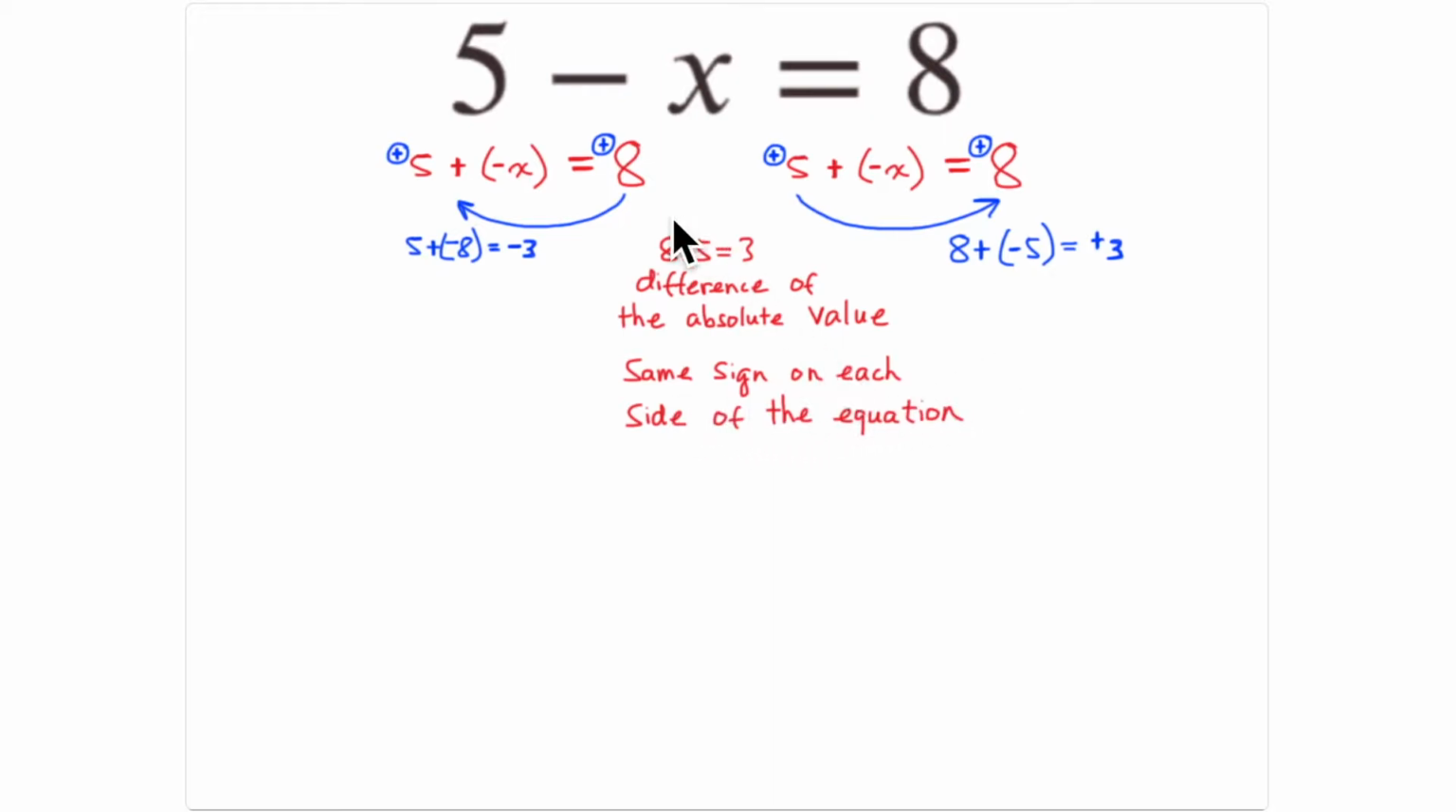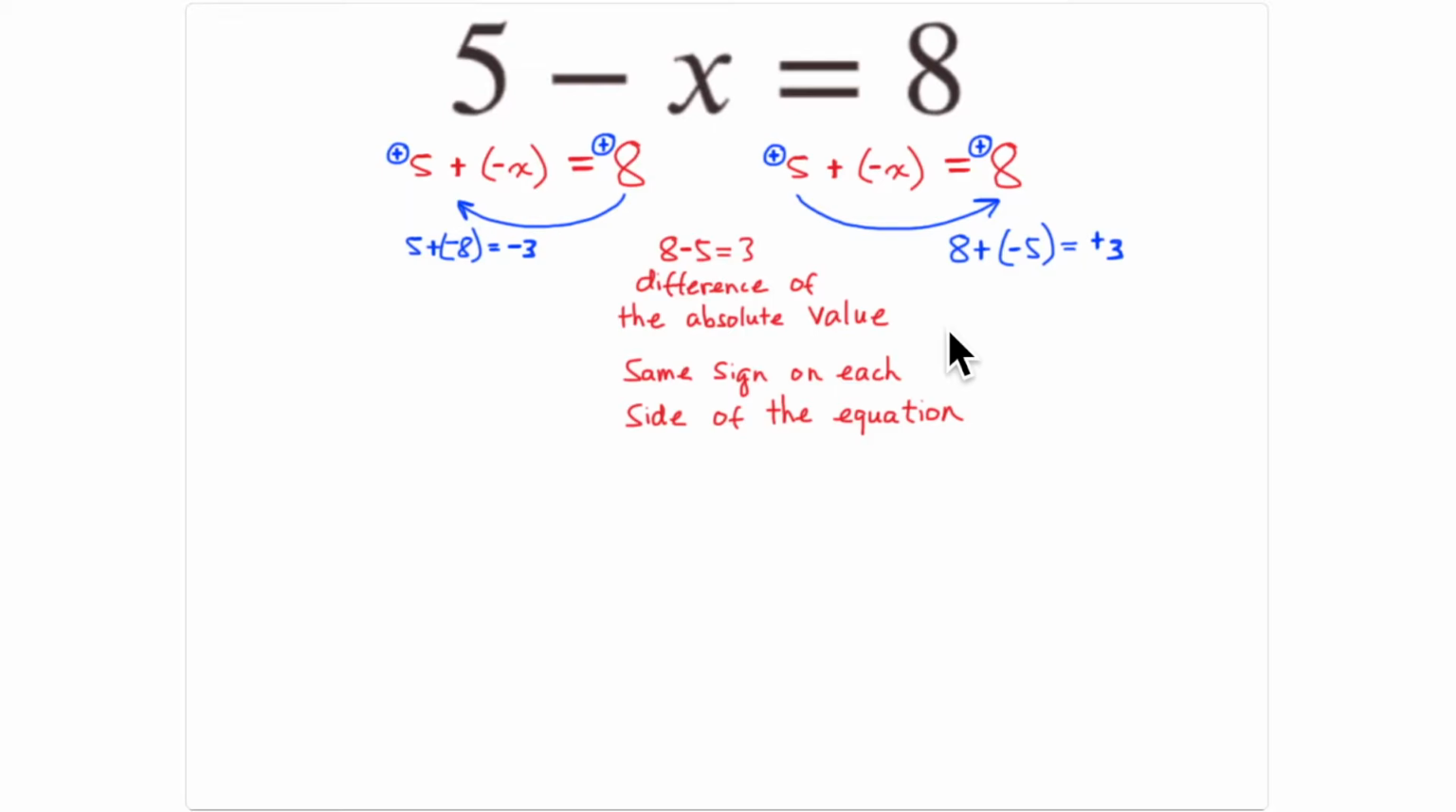So when you have the same sign on each side of the equal sign, you're going to deal with the difference of the absolute values. It gets hard to think about, talk about, just different ways to look at it.